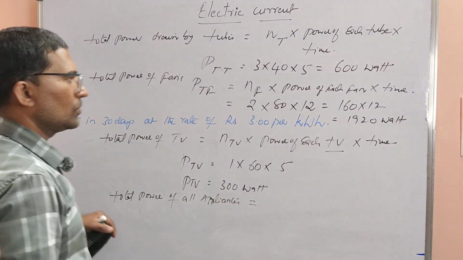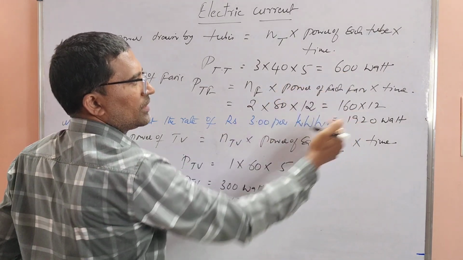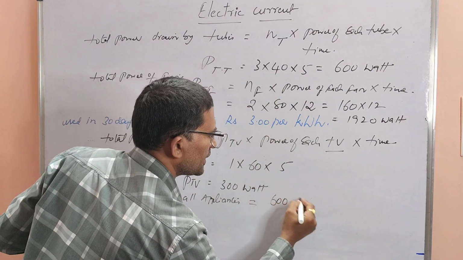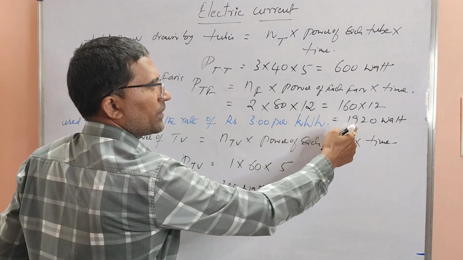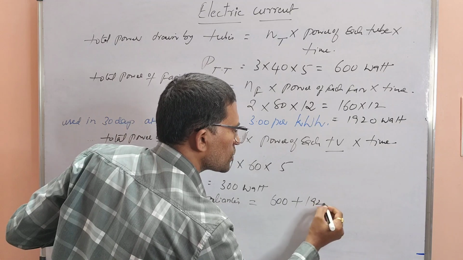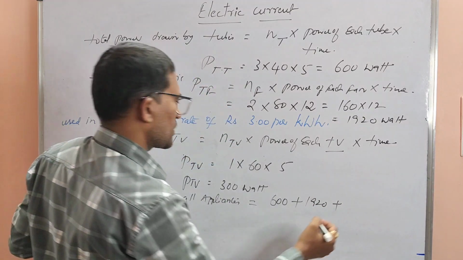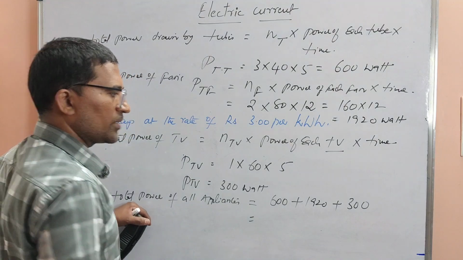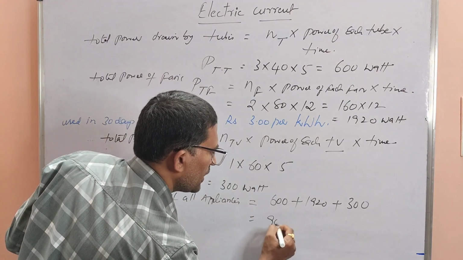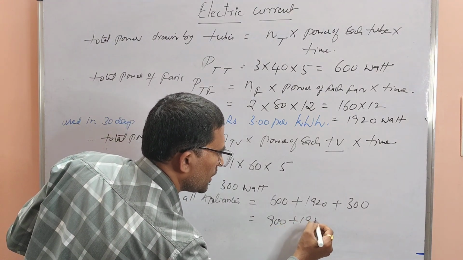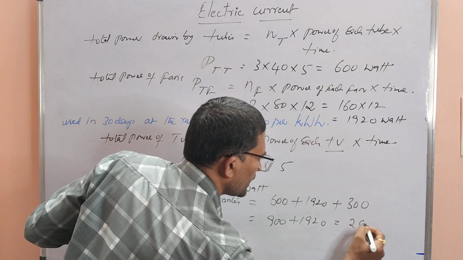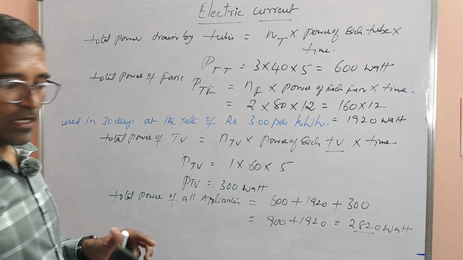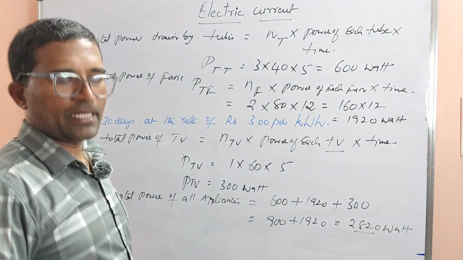Total power of all appliances is equal to, now we have to add all these. Total power of tubes, how much you got? 600. Plus total power of fans 1920, plus how much? Next one is TV, 300. If you calculate all these, how much will it become? 900 plus 1920, it will become 2820 watt. So we got total power of all the appliances.